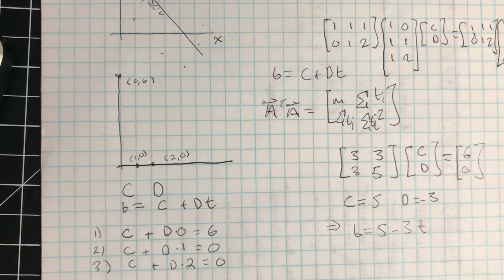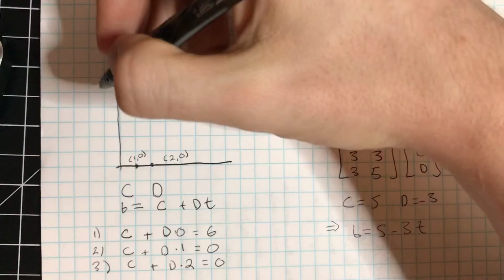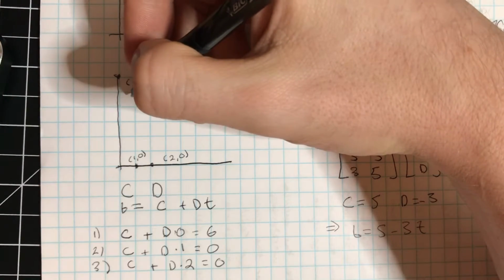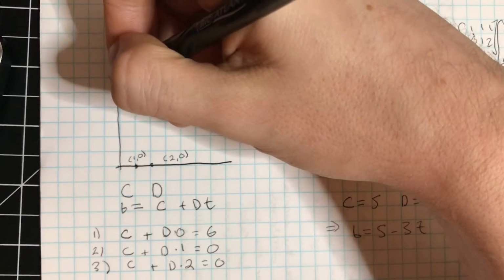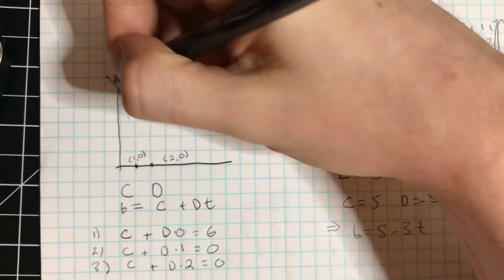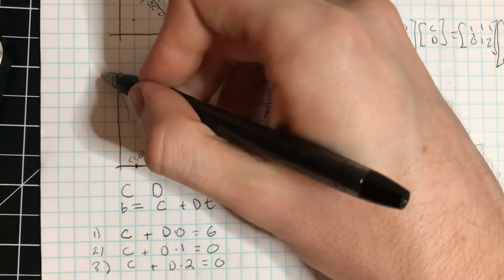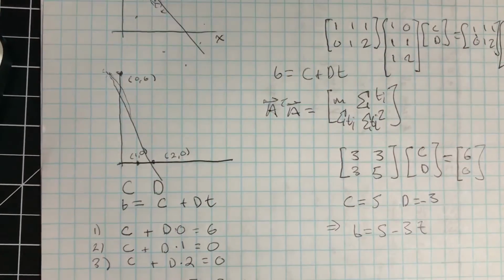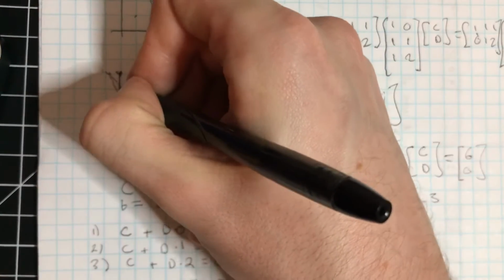Okay, so what does that line actually look like on here? It's hard to draw. It kind of goes right in here. It's going to look like that. And then these are our errors.